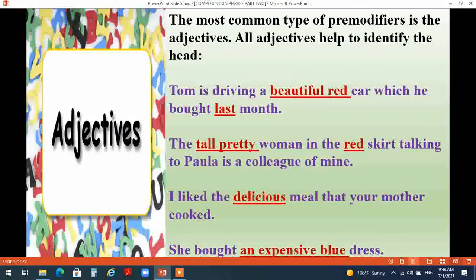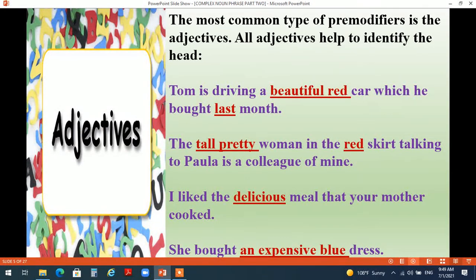And then we have the red skirt. Also, this is another noun phrase. The head word is the word skirt, which has been pre-modified by the adjective red. In the third example, I liked the delicious meal that your mother cooked. Here we have the noun phrase, the delicious meal, in which the word meal is the head word, which has been pre-modified by the adjective delicious.